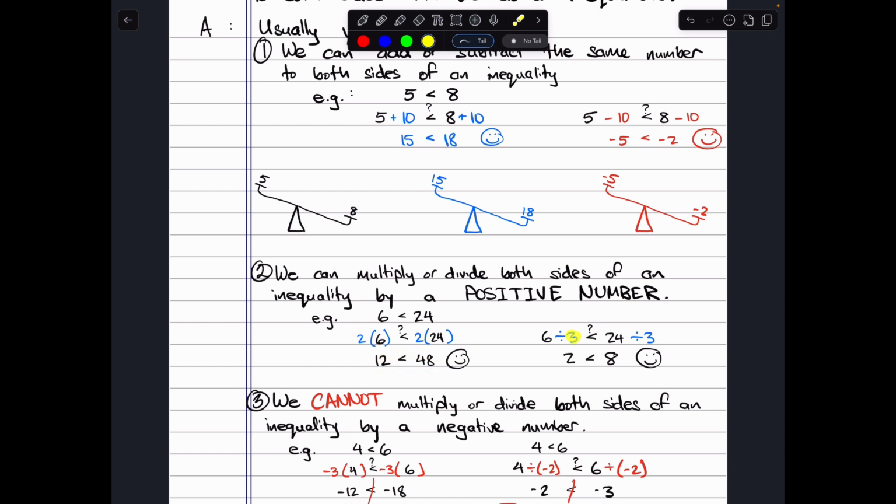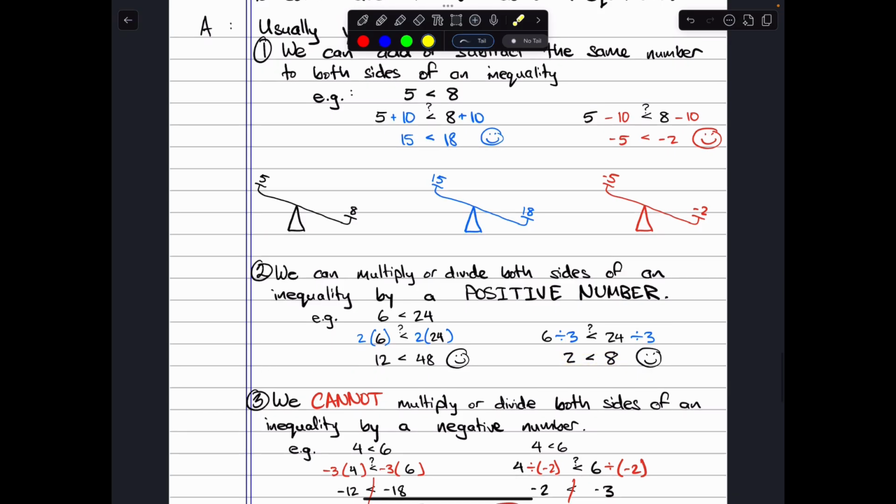You can also divide by a positive number. Notice that 3 is positive. So we know 6 is less than 24. If we divide both sides by a positive 3, we still get a true statement. 2 is definitely less than 8, right? So the second takeaway is you can multiply or divide both sides by the same thing as long as it's a positive number.